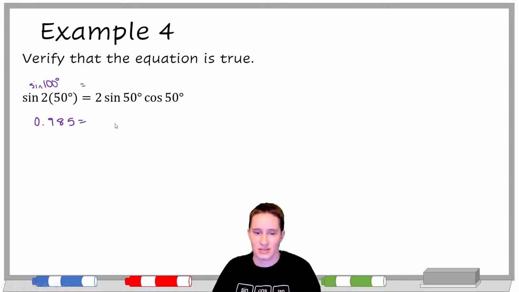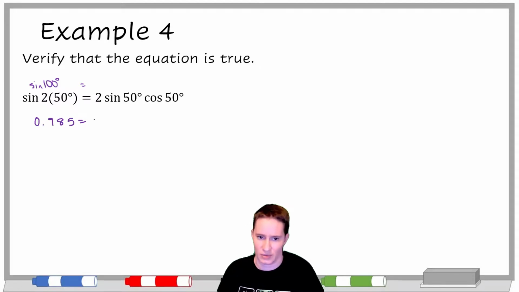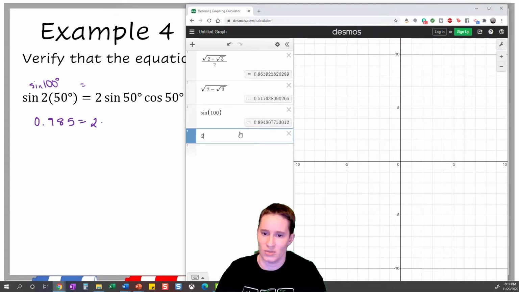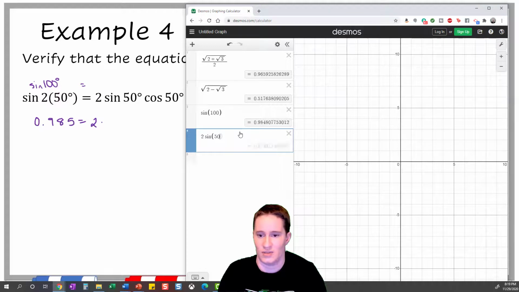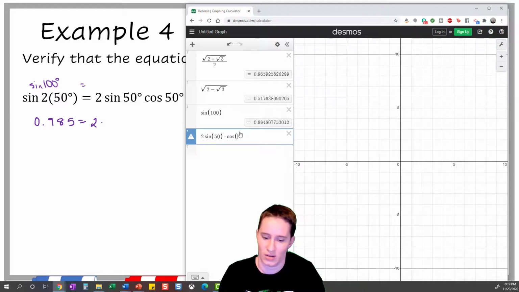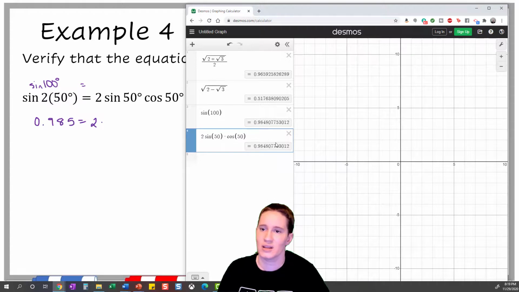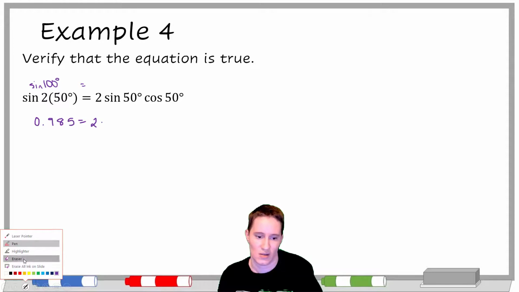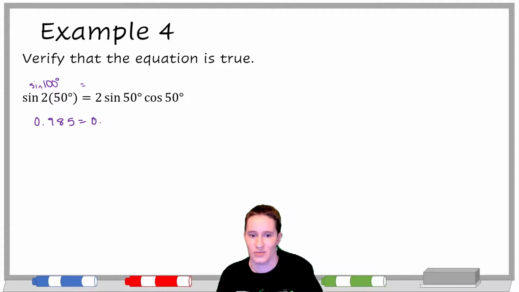Okay, I double checked. This is how they want us to do this. So then we could split these up if we wanted to, I guess. We could say 2 times sine 50 times cosine 50. No, let's not do that. Let's just do it all at the same time. So 2 sine 50 times cosine 50. Oh, look at that. It's also 0.985. What are the odds of that? So 0.985 on both sides. We have verified that the equation is true.